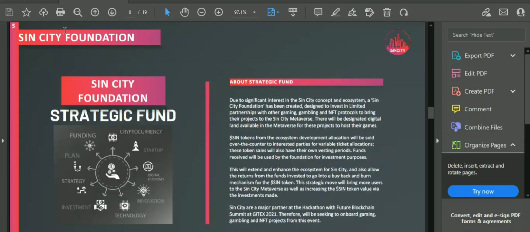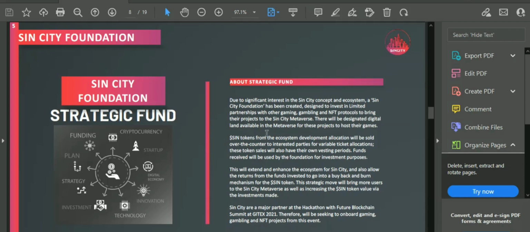Here, the Sin City Foundation. Due to the significant interest in the Sin City concept and ecosystem, a Sin City Foundation has been created, designed to invest in limited partnerships with other gaming, gambling, and NFT protocols to bring their projects to the Sin City metaverse. There will be designated digital land available in the metaverse for these projects to host their games.